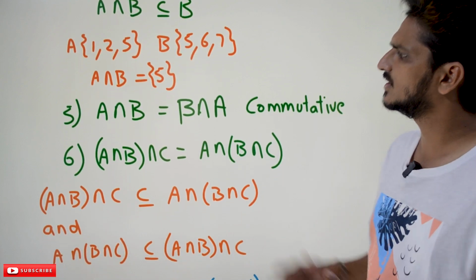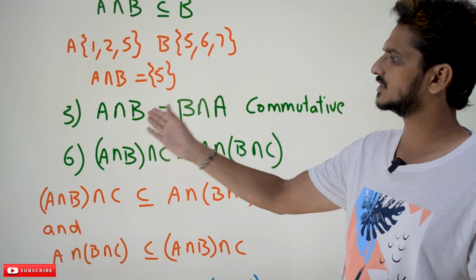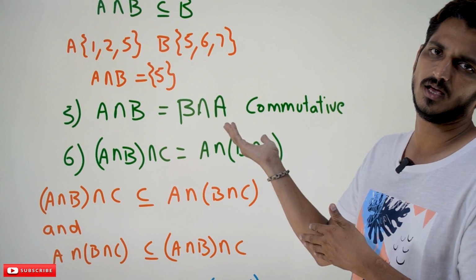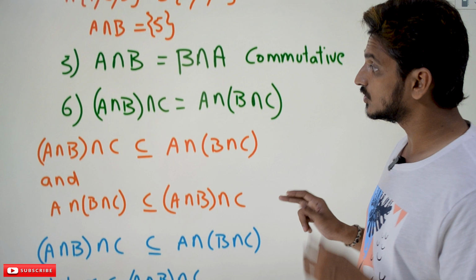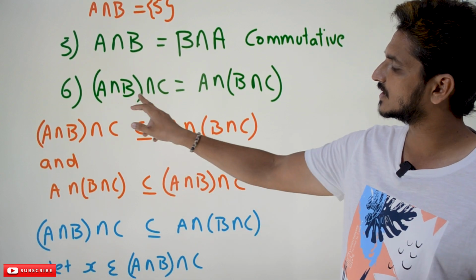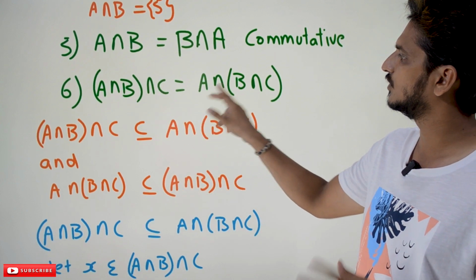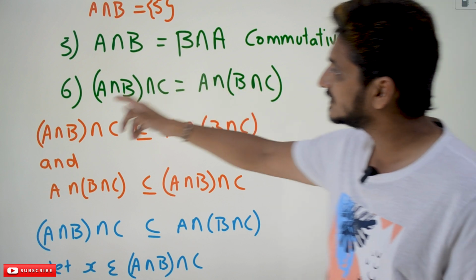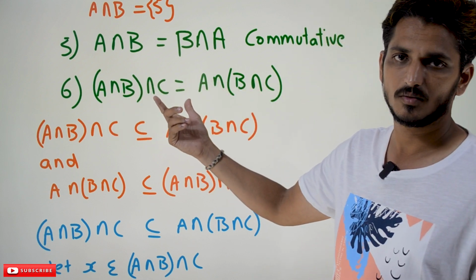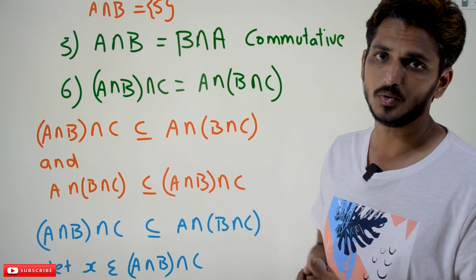Now coming to the next one, this is the commutative property. A intersection B equal to B intersection A. Nothing wrong. Both are the same. And the next one, the associative property. A intersection B intersection C equal to A intersection B intersection C. You can write the brackets anywhere. Brackets are not going to affect the output.